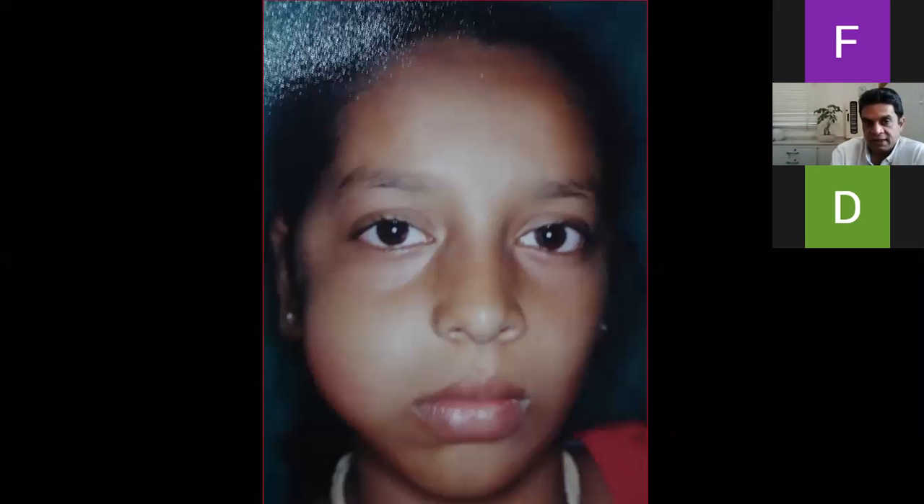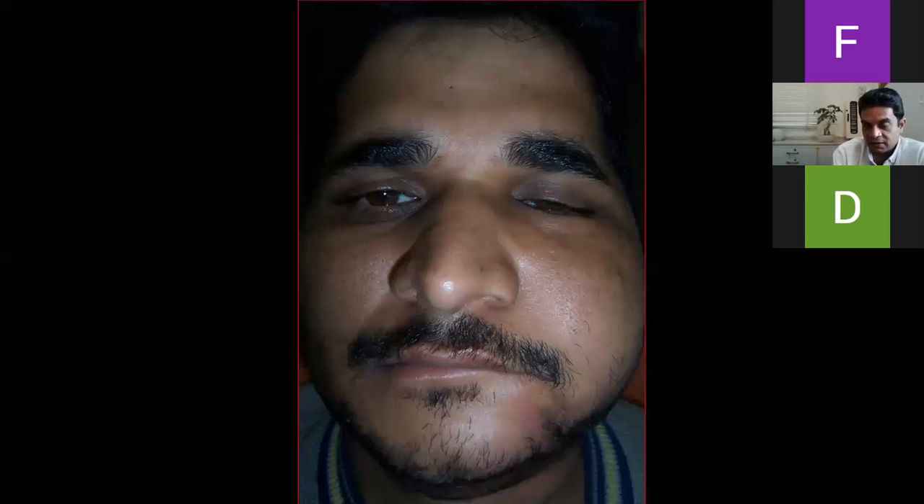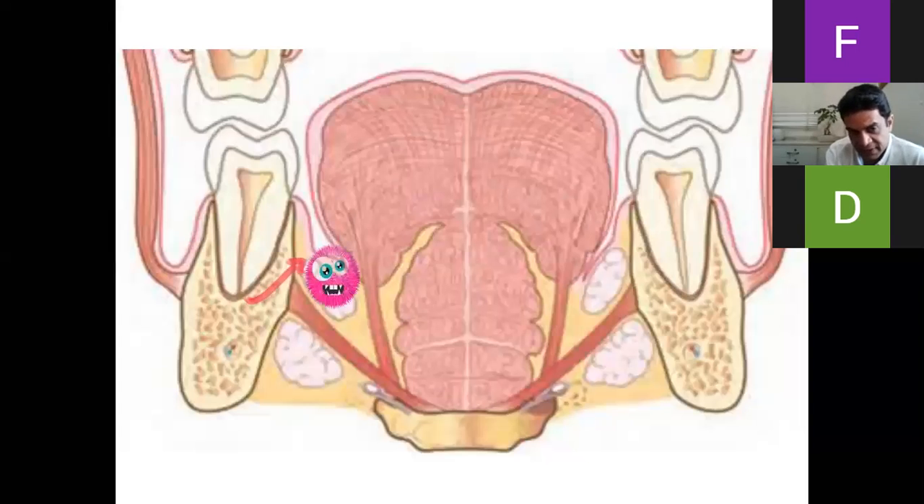So this is how buccal space infection presents. Most of the time, the patient will have pain and there will be swelling on the cheek, with the other signs and symptoms of inflammation. So these are all examples of buccal space infection.